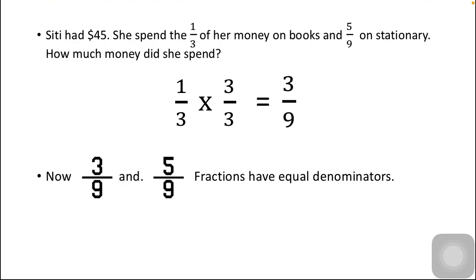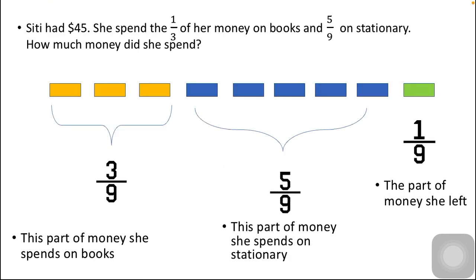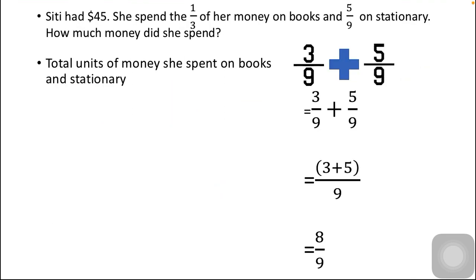Now 3/9 and 5/9 are fractions with equal denominators. Fractions can be represented through the units method, and total units here are 9, and 3 units were spent on books, while 5 on stationery and 1 is left. Total units of money she spent on books and stationery equals 3/9 plus 5/9, and the denominator we can put once, and in the numerator 3 plus 5, the answer we will get is 8/9. This is the fraction we get after addition.